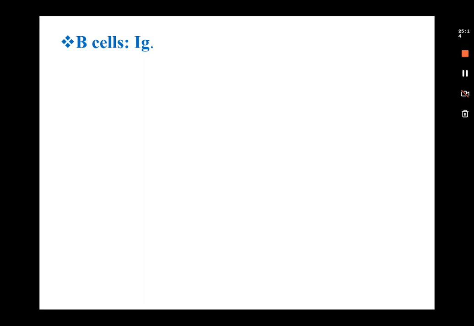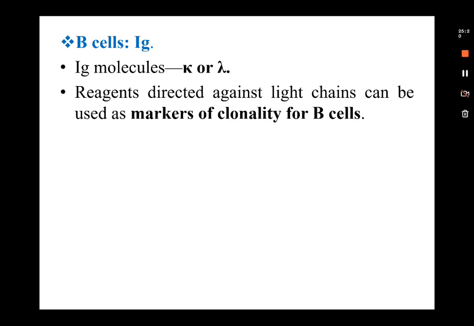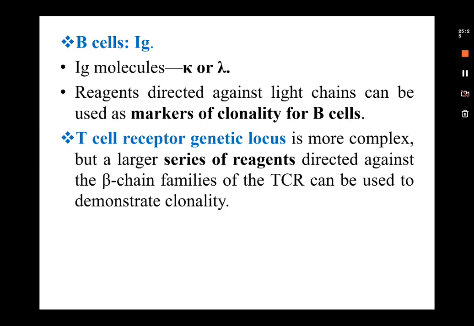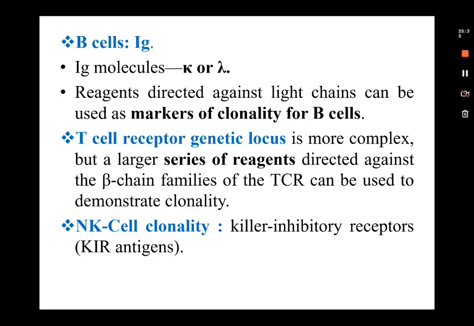So for B cells, immunoglobulins are the most common, and immunoglobulins have kappa or lambda chains. So reagents which are directed against these light chains can be used as markers of clonality for B cells. The T cell receptor genetic locus is a little bit complicated, so it has alpha and beta chains. So you can use reagents against the beta chains of the T cell receptor to demonstrate clonality. And for NK cell clonality, there are KIR inhibitory receptors, KIR antigens on the surface of NK cells, and we can use reagents against these.